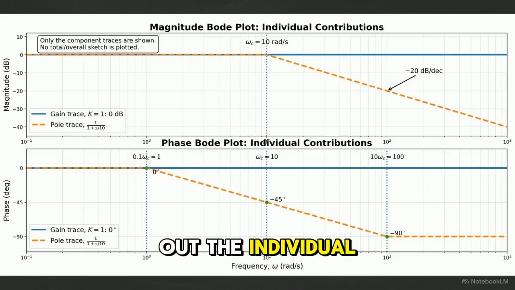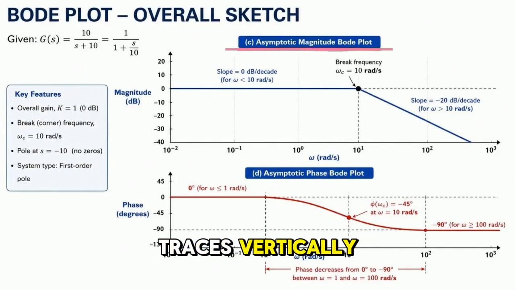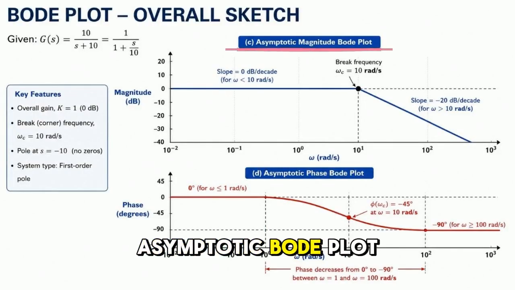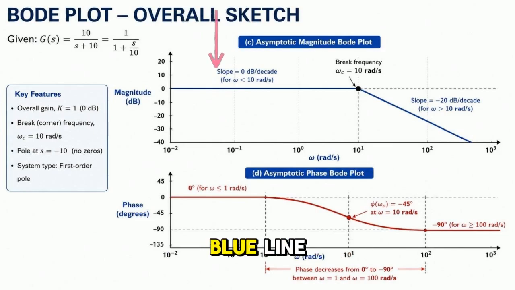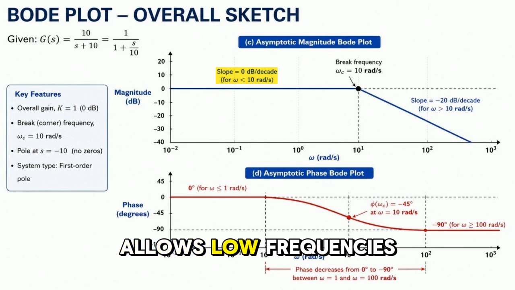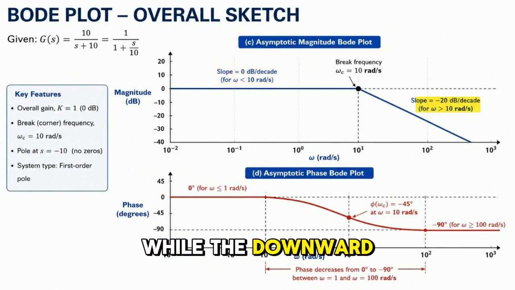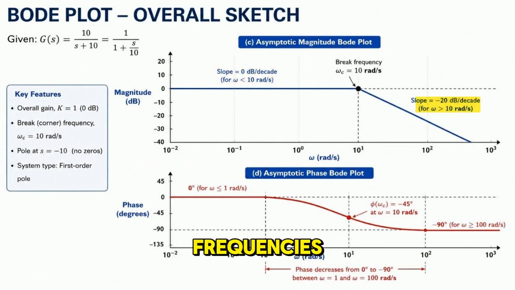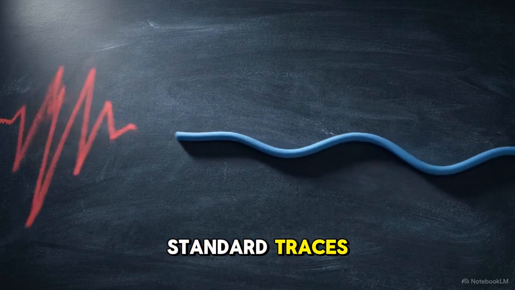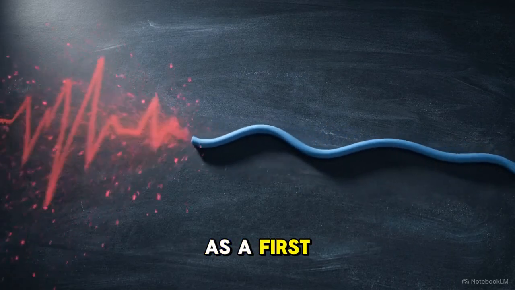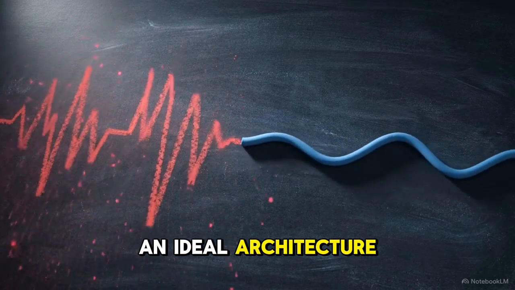This graph maps out the individual components. We have our constant 0 decibel line for the gain, and the trace for the real pole, which drops off into a downward slope exactly at 10 radians per second. Summing the individual traces vertically generates the final asymptotic Bode plot shown here. Looking at the combined blue line, the physical implication is obvious. The flat 0 decibel slope allows low frequencies to pass unchanged, while the downward slope aggressively attenuates higher frequencies. The addition of standard traces visually proves this function operates as a first-order low-pass filter, an ideal architecture for killing high-frequency measurement noise.